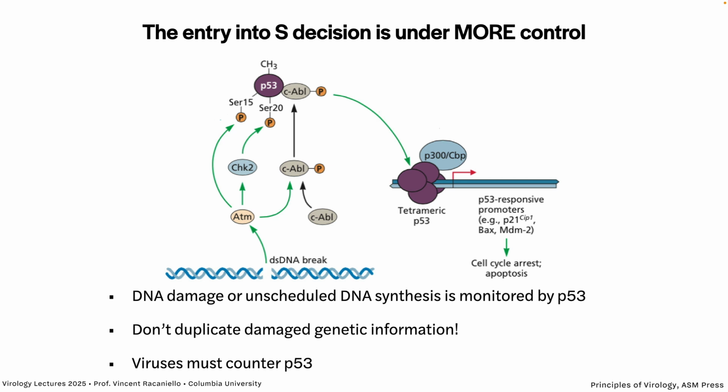There's one more control before getting into S phase. So we've talked about the RB protein. There's another control, and that's done by P53. P53 monitors DNA synthesis. And if it sees DNA synthesis that is not scheduled, in other words, that's not scheduled by the cell, it kills the cell by apoptosis. And so if it sees unscheduled DNA or damaged DNA, so the intermediates of viral DNA synthesis look like damaged DNA, P53 can detect it.